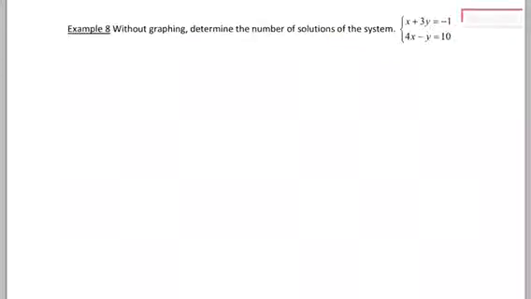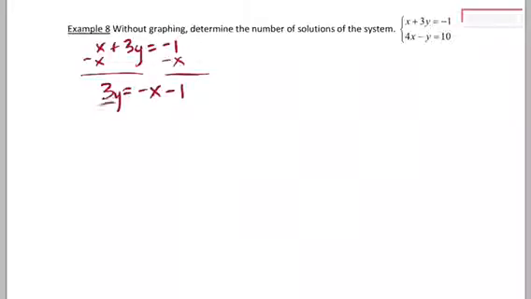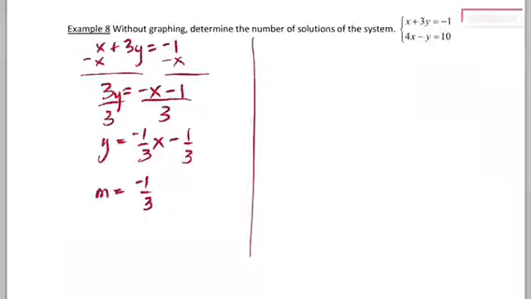Example 8 says, without graphing, determine the number of solutions of the system. Again, I'm going to put them in slope-intercept form so I can easily see what the slope is. So I start writing it down. I'm going to subtract x from each side. Then I'll divide by 3. And my slope here is negative 1/3. Now let's move on to the next one.